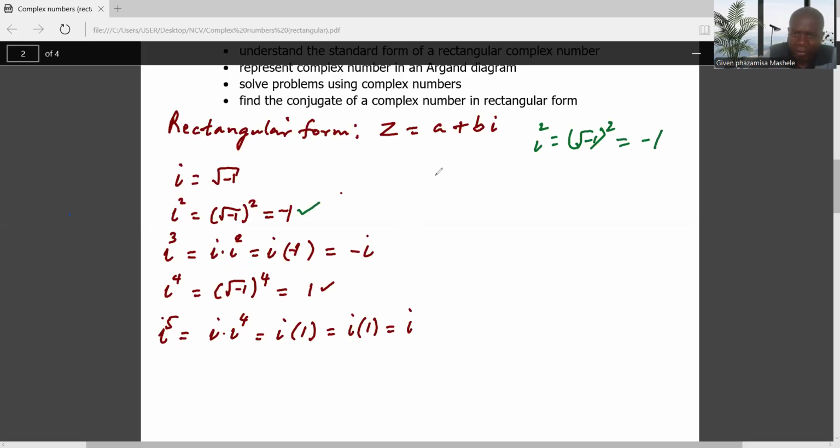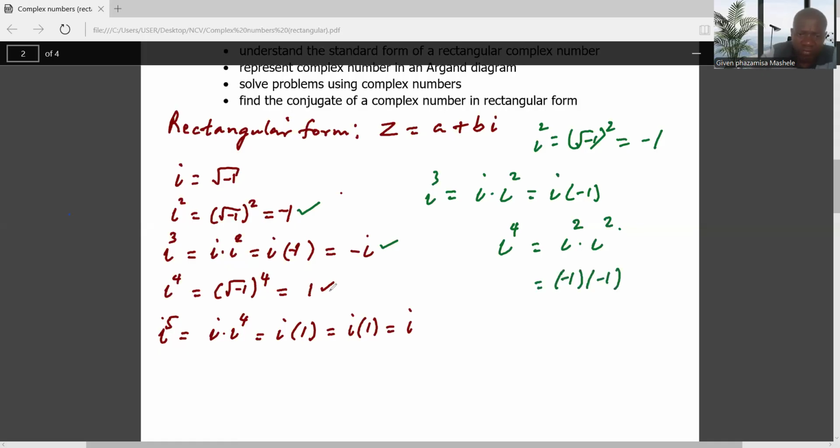But now, how about i cubed? i cubed means it's i multiplied by i squared, which is just i multiplied by -1, which is -i. Then how about i to the power of 4? i to the power of 4 is the same as i squared multiplied by i squared, which is (-1)(-1). So this will just give us 1.